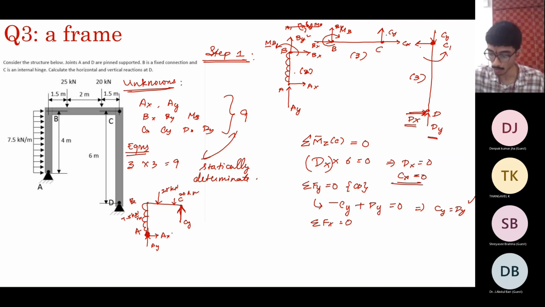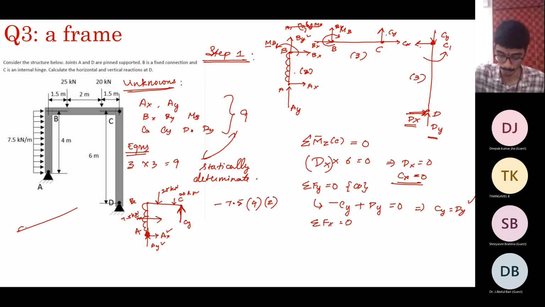If you take moments about the point A, you can eliminate Ax and Ay. So what do you get? You get minus 7.5. This is the load per meter run. What is the total force? It acts through a length of 4 meters. Since it is uniformly distributed, the resultant of the force acts through the centroid of the load, so into 2.